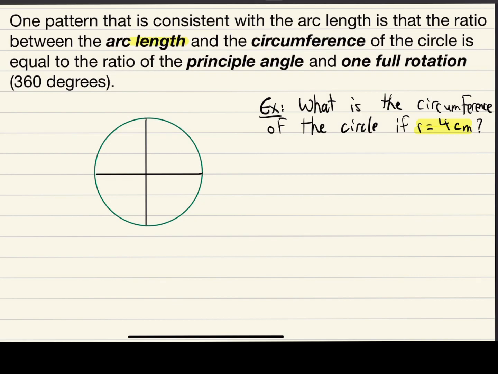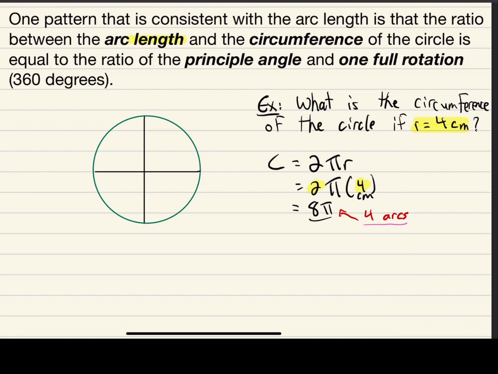So let's say we want to know what the circumference of the circle is if the radius is 4 centimeters. If we were to calculate that, C is equal to 2 pi r. In this case, it's 2 pi 4. And if we keep it in radians, just giving exact values, we could say that it is a value of 8 pi, because 2 times 4 gives you 8 pi. And this, of course, would be the full circumference, which comprises 4 arcs.